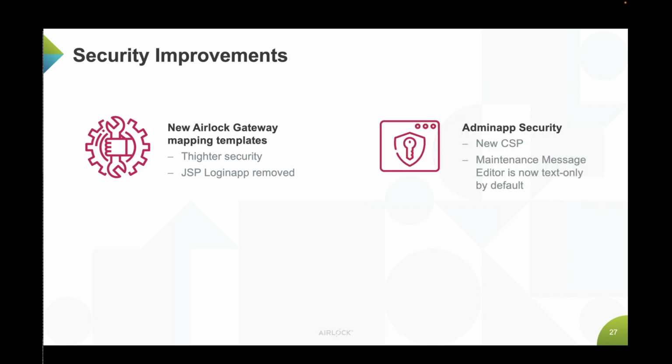We've also improved the Adminapp security. We now have a content security policy that allows a browser to tighten down on the security when using the Adminapp user interface. Unfortunately, there is a little conflict with the maintenance message editor. It's now only usable in text only by default because enabling the rich text HTML format of the editor conflicts with the CSP. Those of you that really need the HTML capability of the maintenance message editor have to turn off the CSP.